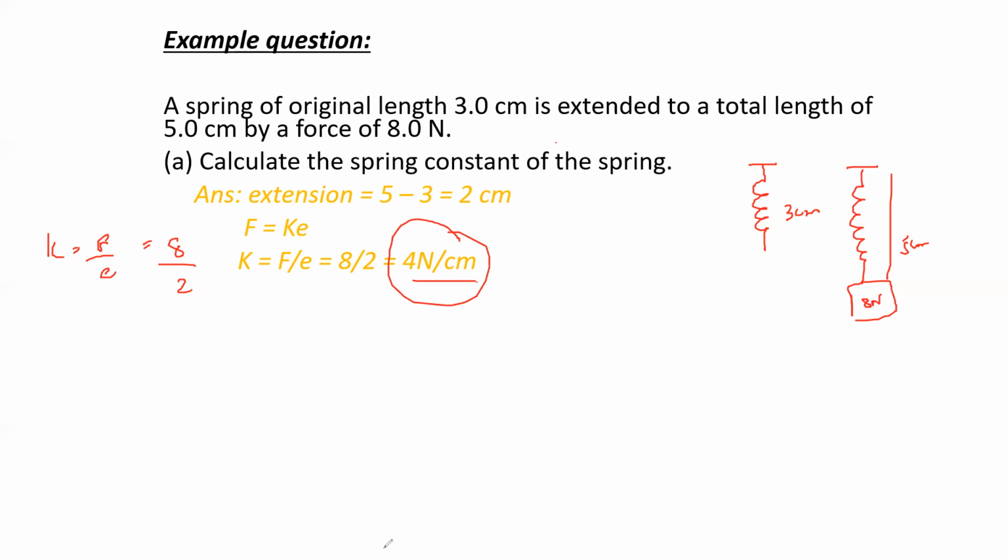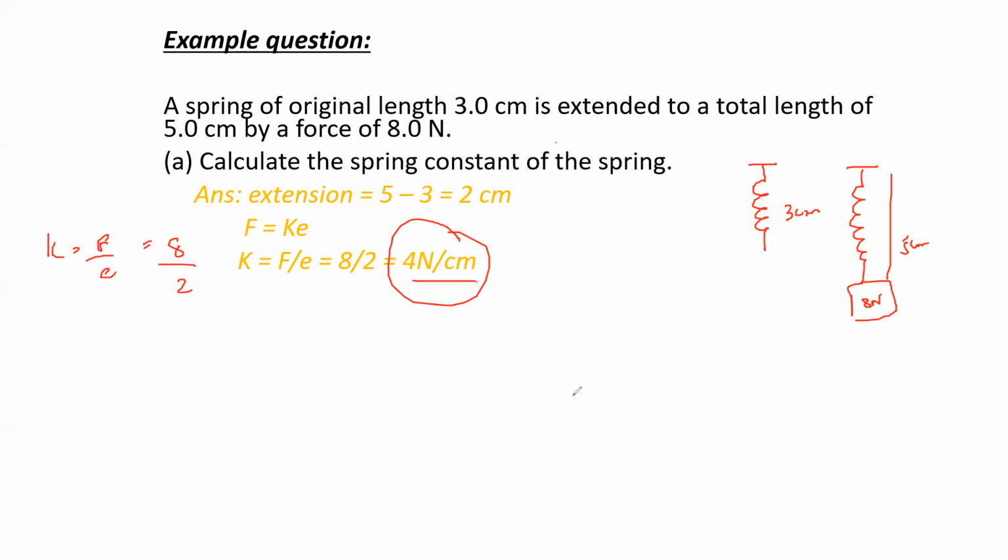Yes, Abdullah? Sir, extension and spring constant are different things, right? Yeah, spring constant means how much force is required to produce 1 centimeter extension. And extension means how much increase in length is there from the original value. So to get the spring constant, we need the force and we need extension, because the force applied divided by extension gives us the spring constant. The force which we applied is 8, and according to the question, originally the spring was 3 centimeter and then it became 5 centimeter. The extension of the spring is 2 centimeter.